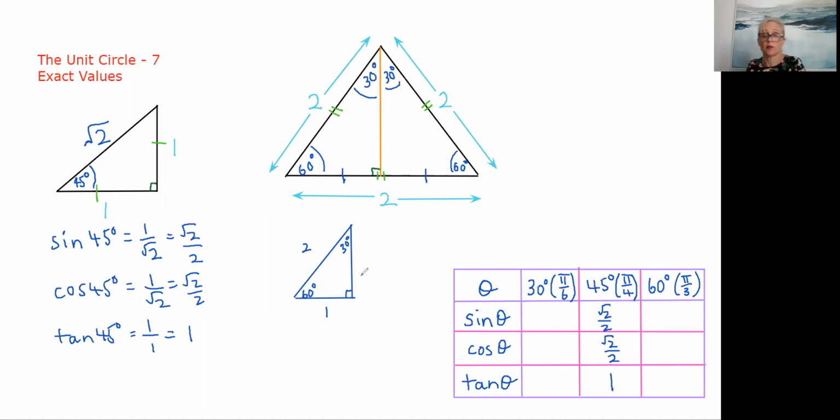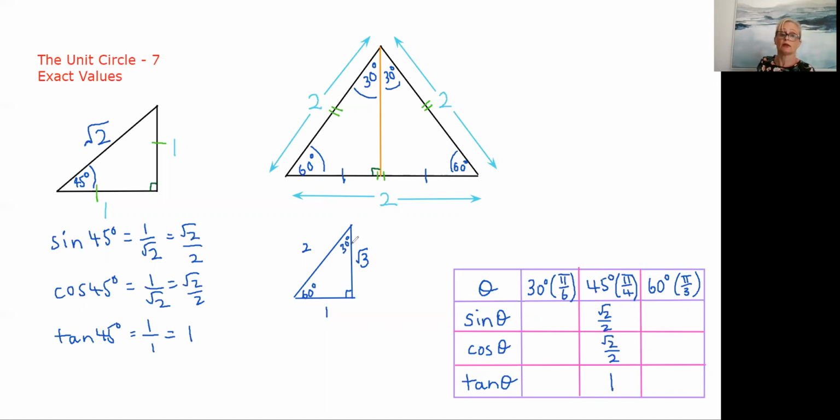What's this length going to be? Well, 2 squared is this squared, the height squared plus 1 squared. So 2 squared is 4, and 4 is 3 plus 1, isn't it? So this length here will be √3. And we use this triangle to get our values for our 30 degree angle and for our 60 degree angle.